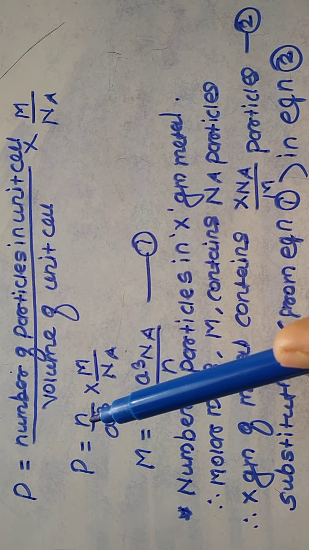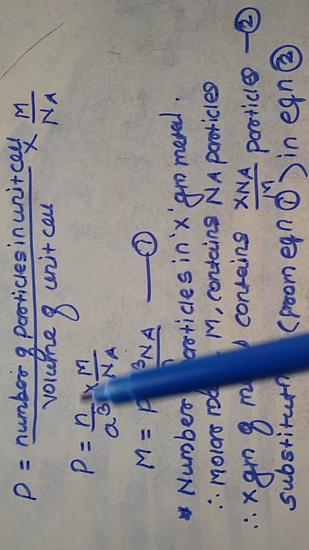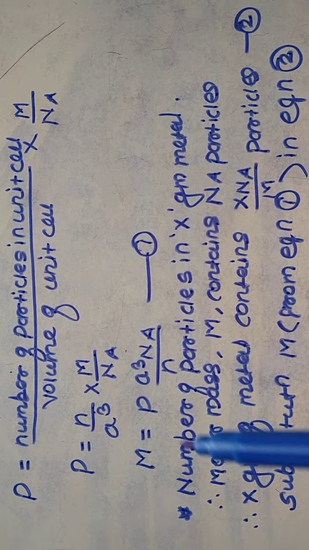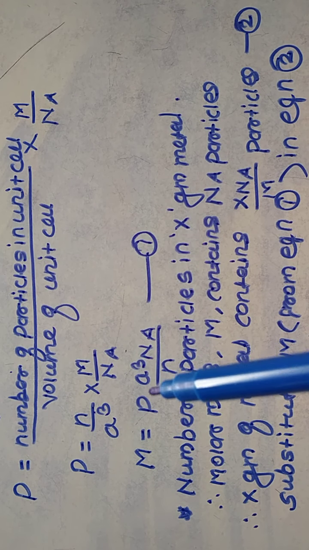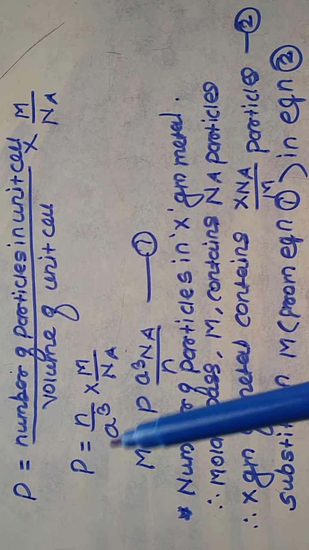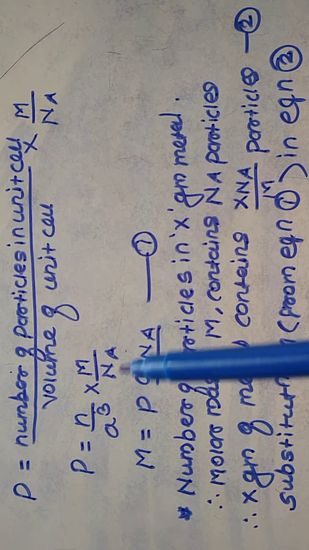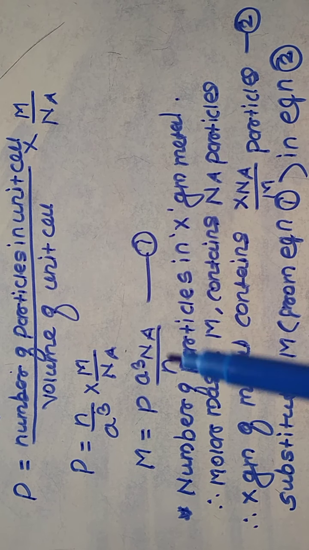you can calculate any term here. You can calculate the number of particles, density, edge length, mass, or molar mass. So molar mass is equal to what? Molar mass is equal to rho into a cube into Na divided by small n.